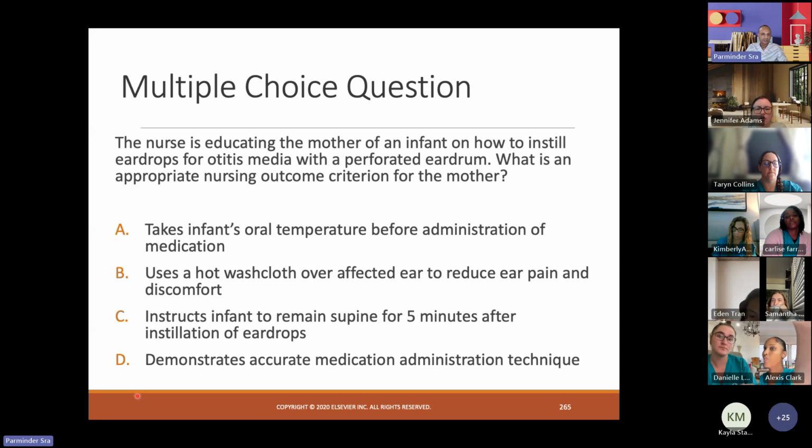All right, so once again, D is the correct choice, guys. The outcome criterion for this patient is for the mother to demonstrate the appropriate administration of medication to the patient. Okay, good job.